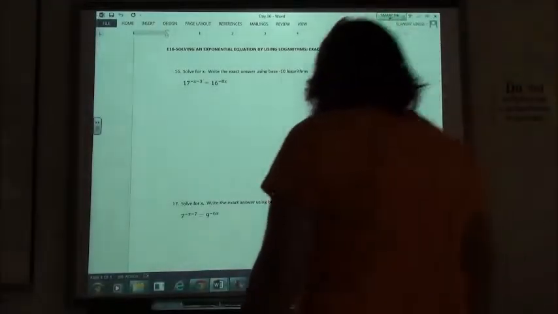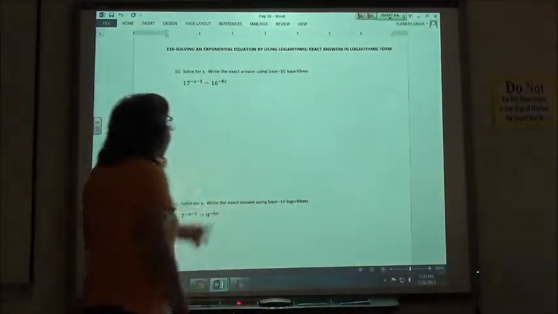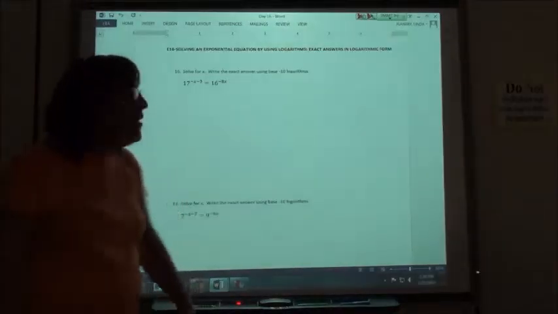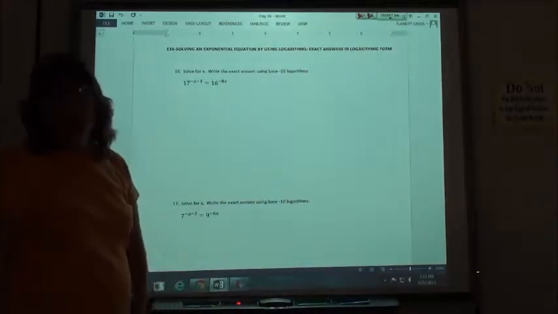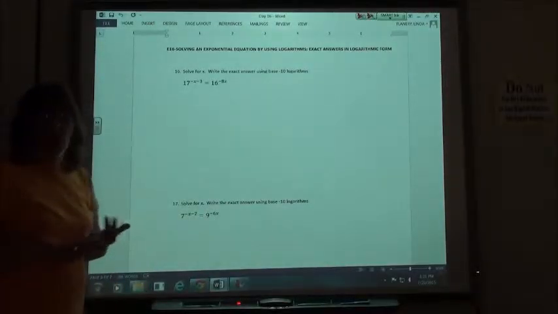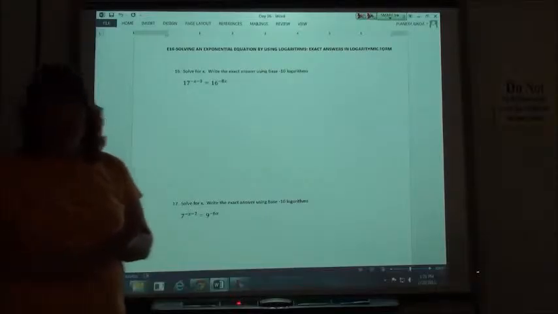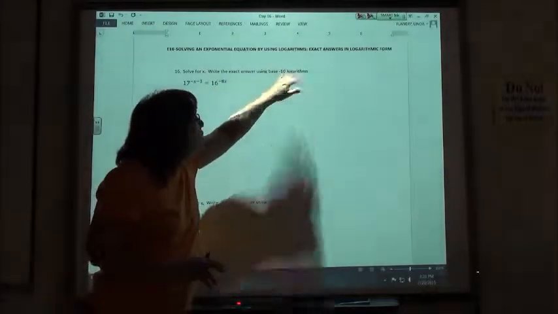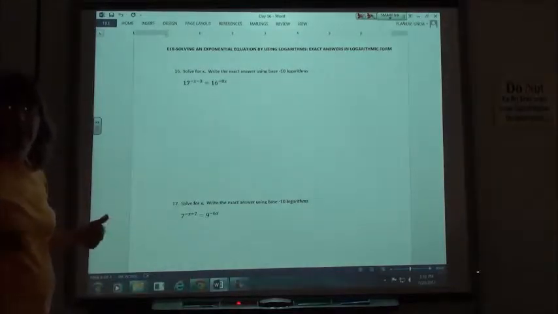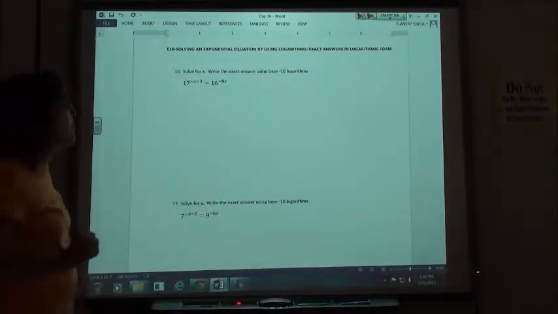16, 17, and 18, I can no longer rewrite these with the same base. I can write 16 as 2 to the 4th, but 17, the only way I can do it is 17 to the 1st power. So what I have to do is I can either take the log or the natural log of both sides. Since in the directions it tells us to use base 10 logarithms, I'm going to take the log of both sides. But technically, you can also do the natural log of both sides.